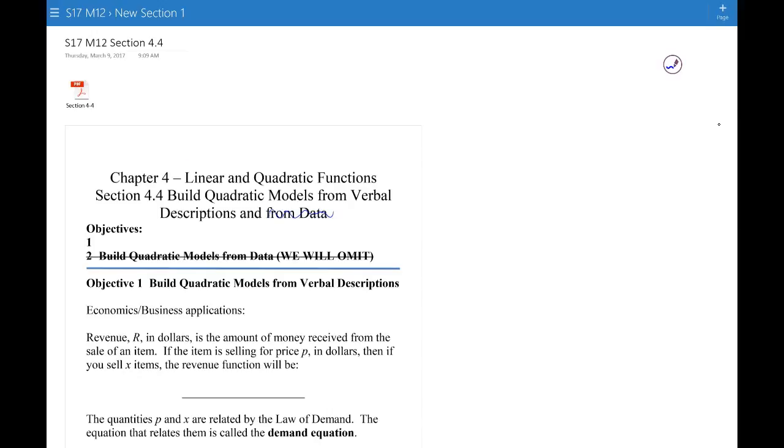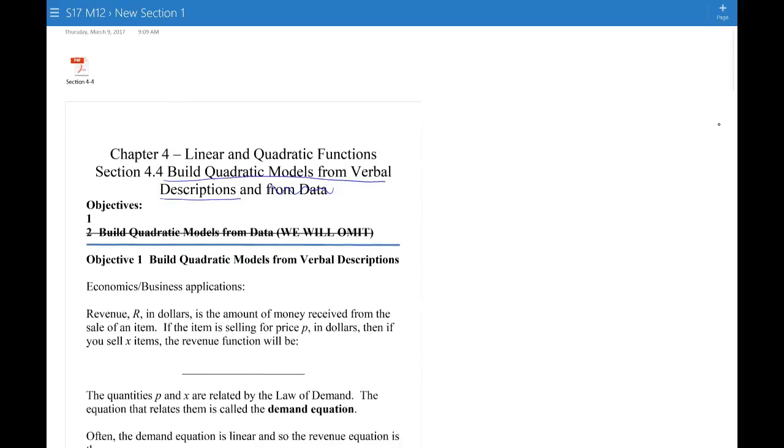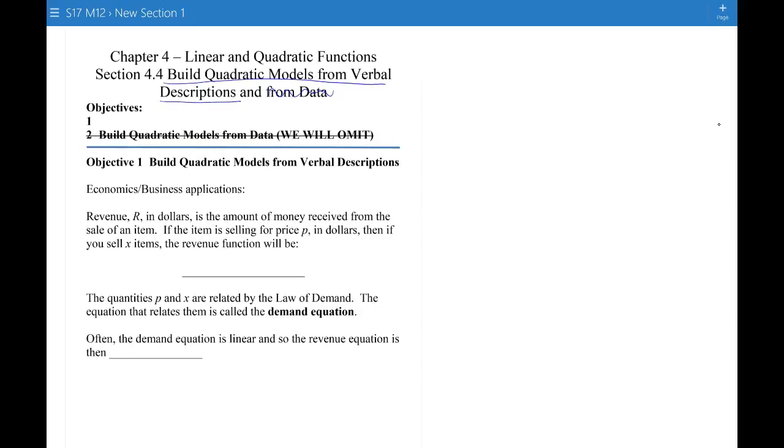That's objective 2. So the first objective that we're going to be working on is just what the title says, build quadratic models from verbal descriptions. So the objective is the title of the section. So we're first going to look at some economics and business applications, and these are really important for everybody to understand because most people end up working for a business in some way of some kind, and so it's helpful if you understand something about how the money part works.